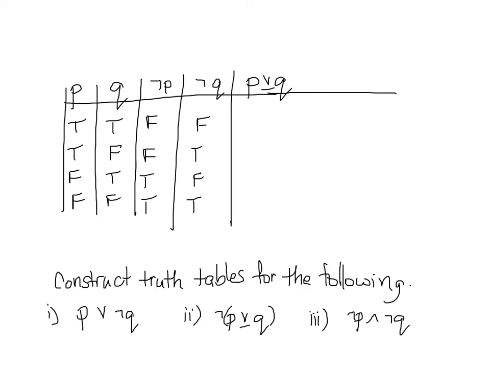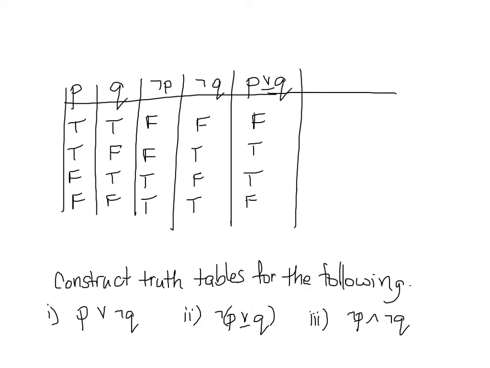So in the first row, both P and Q are true, which means P or Q but not both has to be false. But in the second row, one is true, one is false, so it's true here. Third row, P is false, Q is true, so it's true here because one is true and one is false. And in the last row, both are false, which means it's false. So the first one is false, second one is true, third one true, last one false.